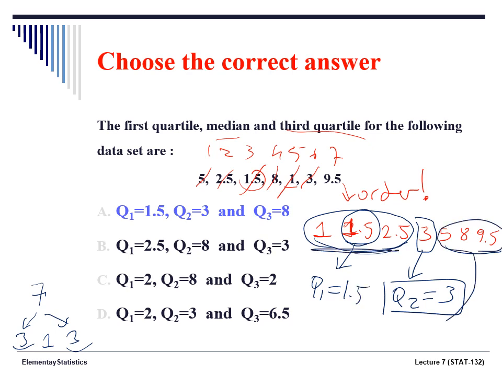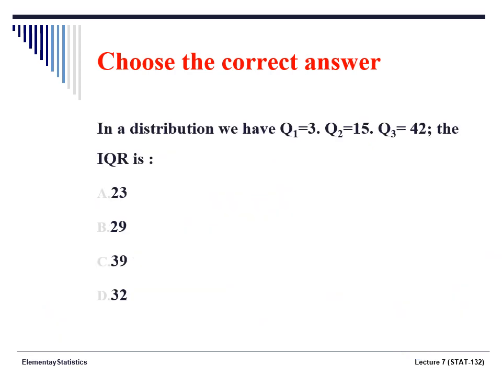And now we have Q3 as the median of this part, which is just the middle term here, 8. So we have the answer as 8. Now in the distribution we have Q1 3, Q2 15, and then Q3 42.